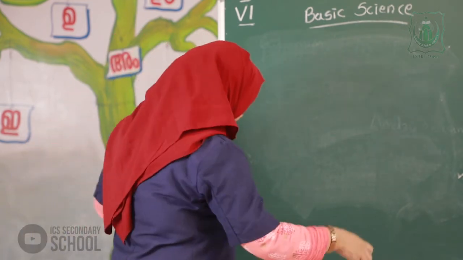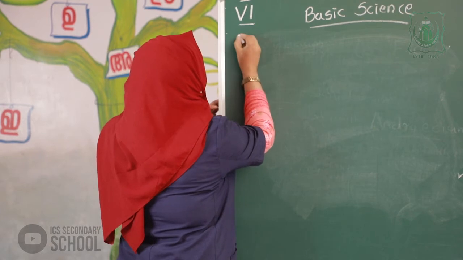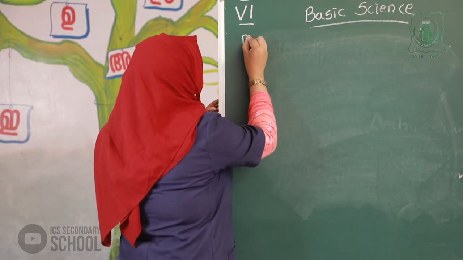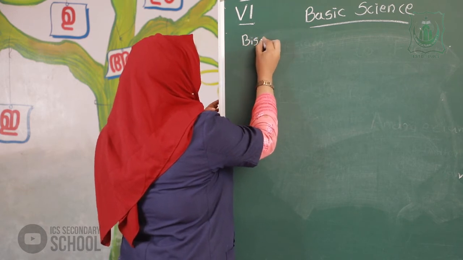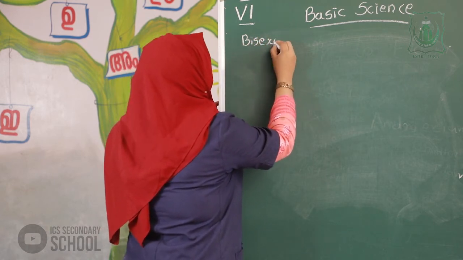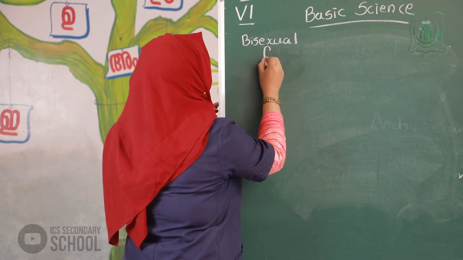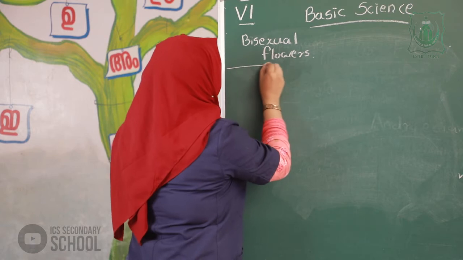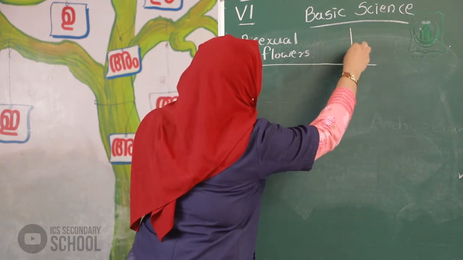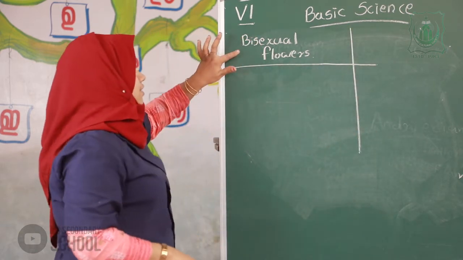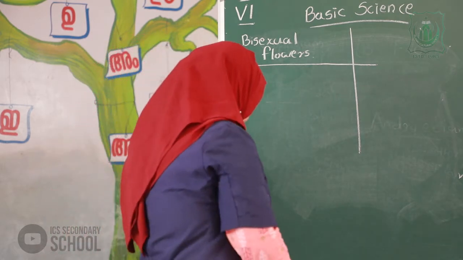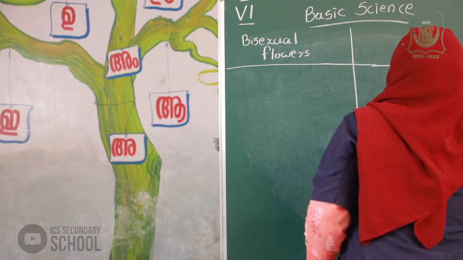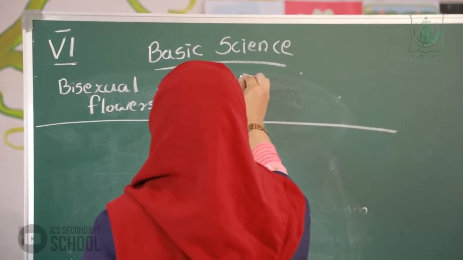we are going to write: flowers having both androecium and gynoecium. That means what? That flower is known as bisexual flowers. In the same flower having both androecium and gynoecium is known as bisexual flowers. Androecium and gynoecium seen in different, separate flowers is known as unisexual flowers.